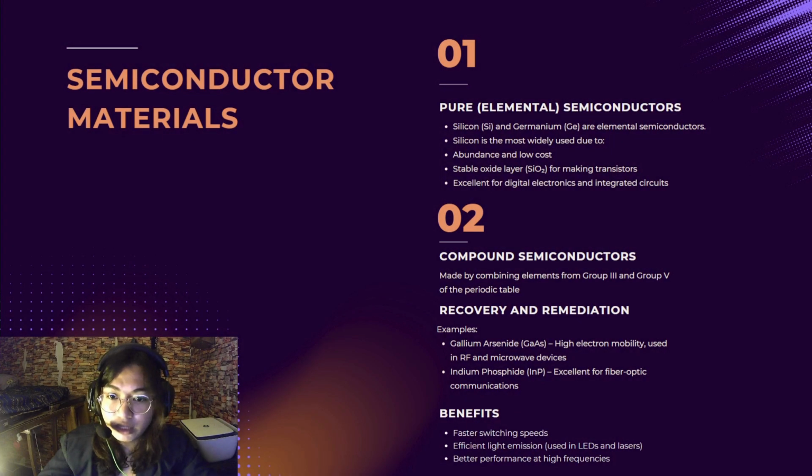While semiconductor materials like silicon are widely used due to their cost and abundance, compound semiconductors like gallium arsenide or indium phosphide offer higher performance, especially for high-speed and optical applications. These materials are chosen based on the needs of specific communication systems.